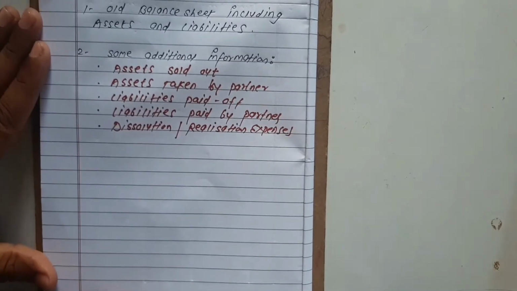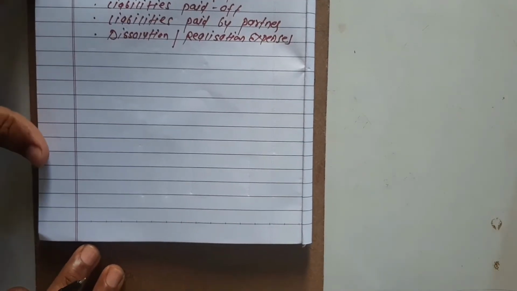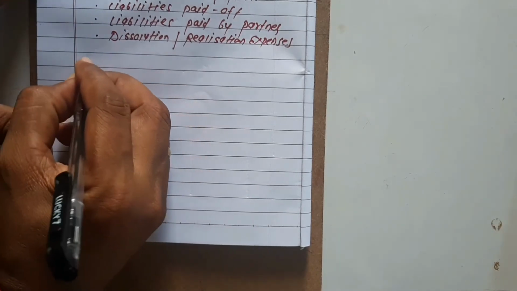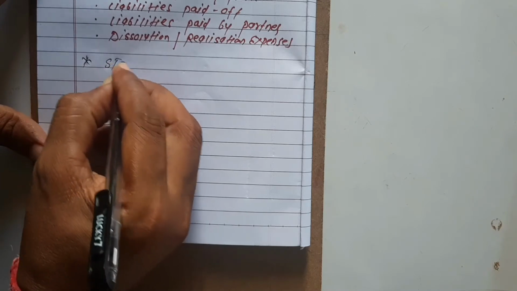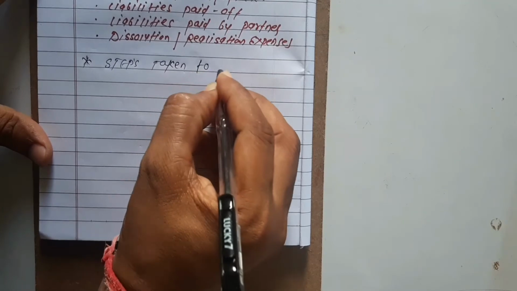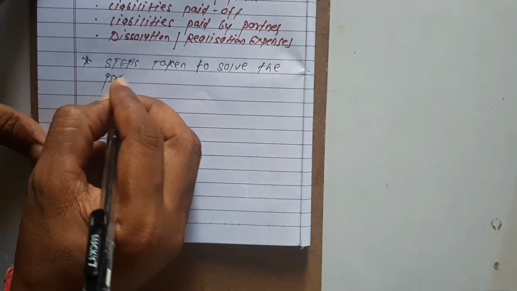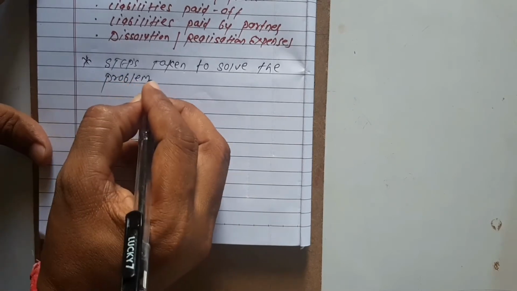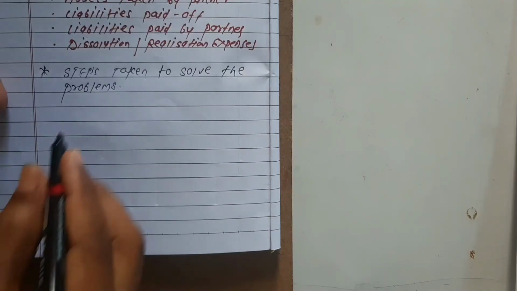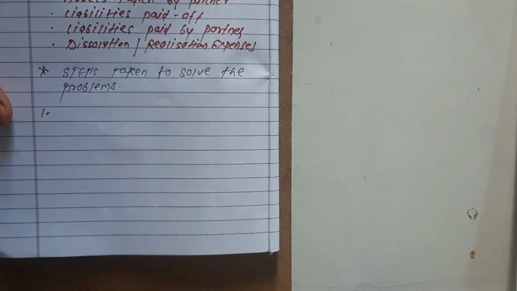Now, so these are the things which will be given in the question, and now the sum means how to solve. So here I am going to give some steps. The steps taken to solve the problems. Now, which kind of steps? So, step number 1, what to do?